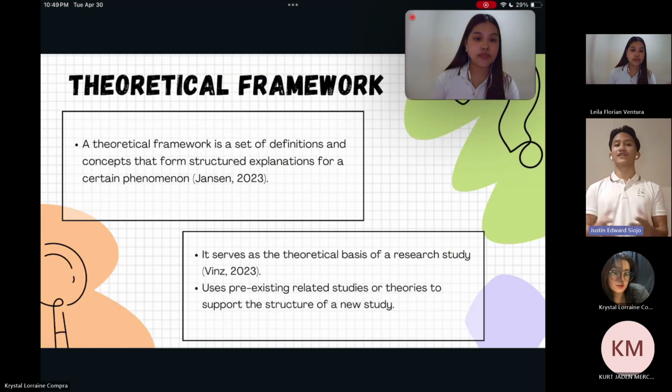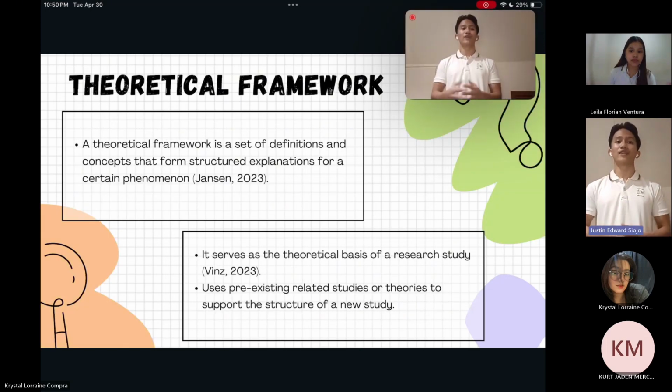Now, according to Janssen, a theoretical framework is a set of definitions and concepts that form structured explanations for a certain phenomenon. It was also explained by Vince that it serves as the theoretical basis of a research study, and it uses pre-existing related studies or theories that support the structure of a new study. From this, we could conclude that theoretical frameworks rest upon already existing theories that are closely related to the variables that are included in the study, giving it a valid structure.